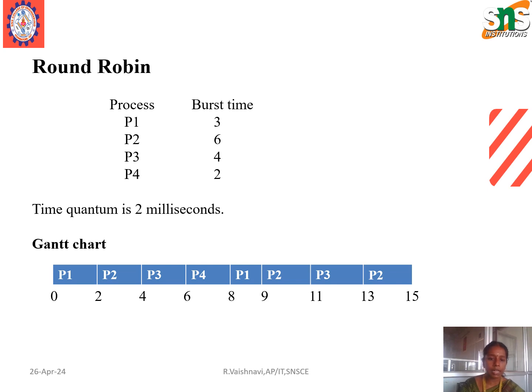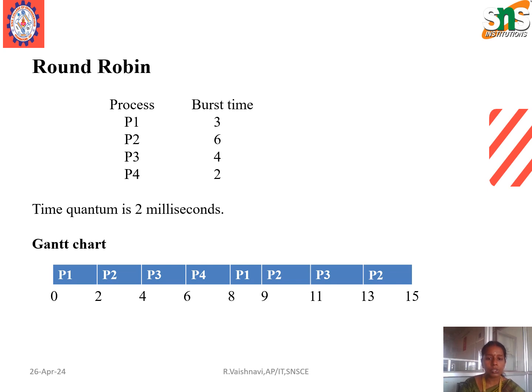So 2 milliseconds for process 1, 0 to 2. Next process 2 is 0 to 2, so 2 plus 2 is 4. For process 3, 4 plus 2 is 6. Then for process 4, 6 plus 2 is 8. Next for process 1, the burst time is 3. Already we took 2 milliseconds, so the remaining time is 1. So 8 plus 1 is 9.